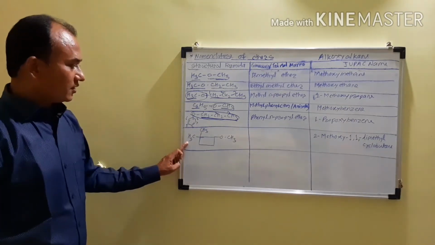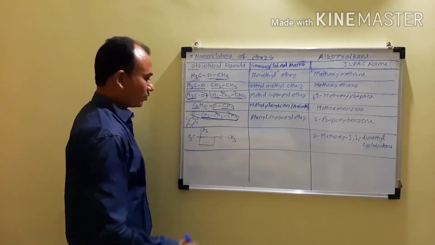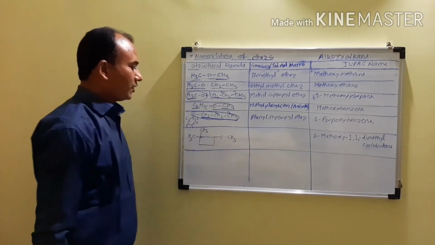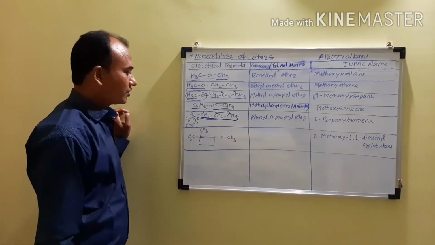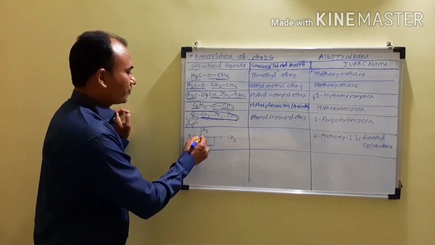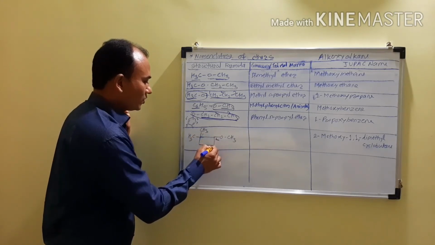Now this is a cyclic ether. There are four CH2 groups attached to carbons, so there will be 4 carbon atoms. Now in that case you have to give the numbering. You have to start the numbering from the substituent carbon atom, and therefore we are giving the numbering from that carbon atom: 1, 2, 3, 4.